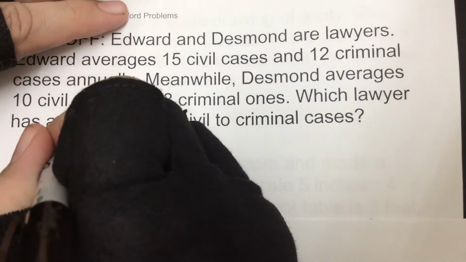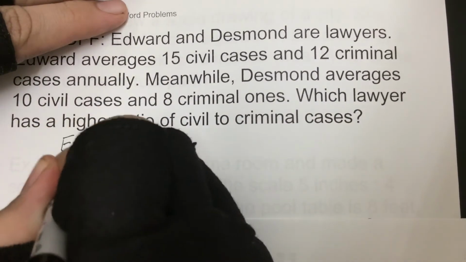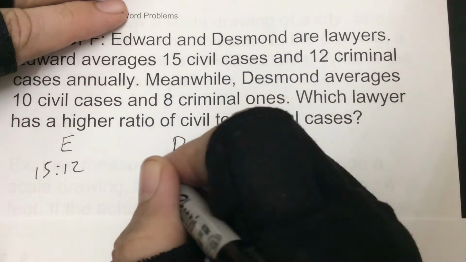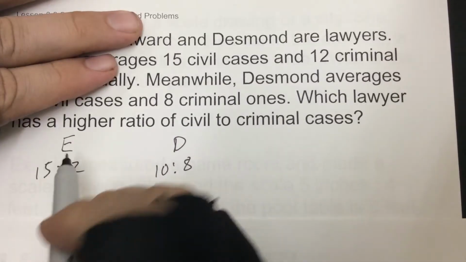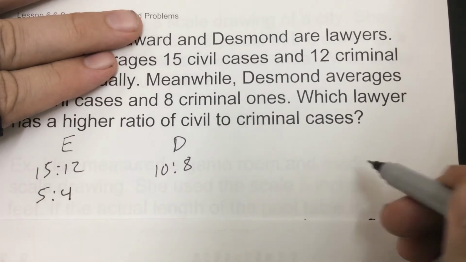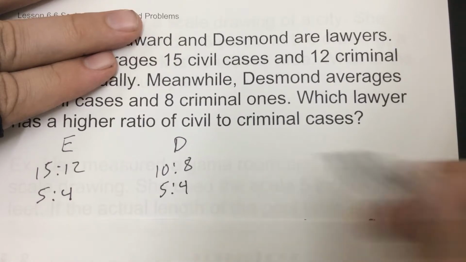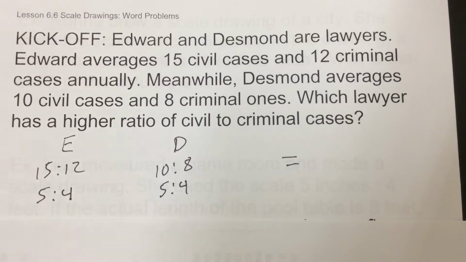So if we start with Edward, he is 15 to 12. And then Desmond is going to be 10 to 8. So first thing you should do is always see if you can reduce it and make them smaller numbers and see if you can get a better idea of what's going on here. So 15 and 12, I know I can divide them both by 3 and get 5 to 4. 10 and 8, I know they're both even, so I can divide it by 2 and also get 5 to 4. So in this case, they're both equal. They're both the same. Okay.